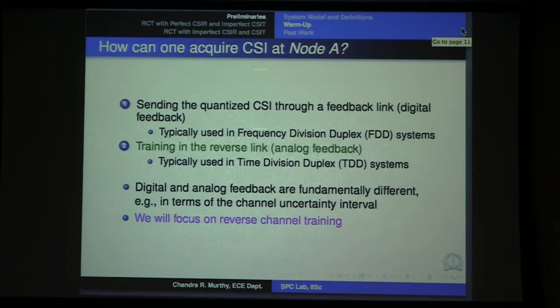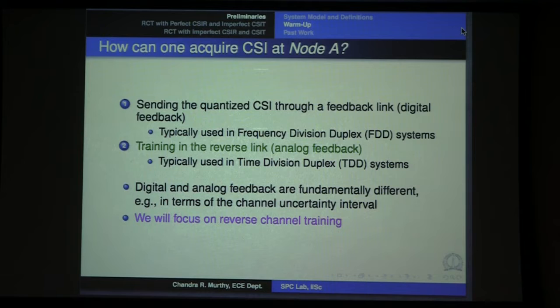These two feedback schemes are actually quite fundamentally different. For example, in quantized CSI feedback, you can imagine that except for what you would call the overload regions, for many of the regions where you quantize the channel state, you have a bounded uncertainty in the channel state. Whereas if you feed back using analog feedback or you train in the reverse link, noise could throw you anywhere. So the uncertainty interval is unbounded.